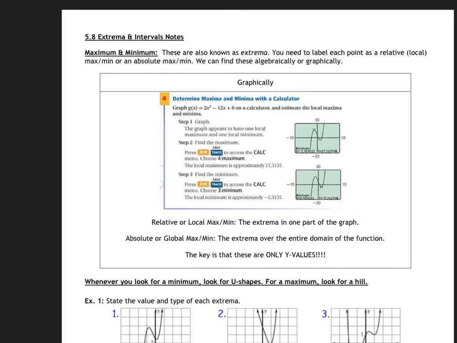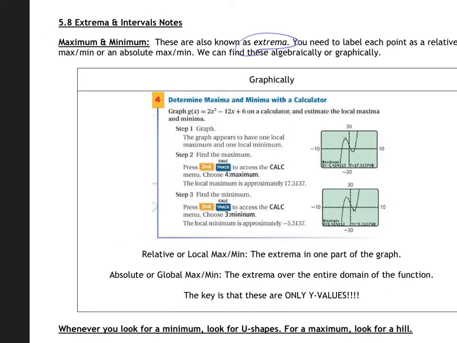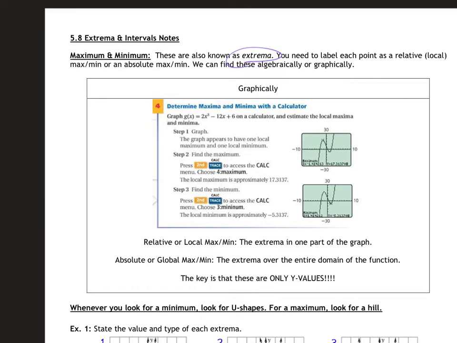Hey everybody, let's look at the extremes and intervals, finishing up our unit on graphing polynomials. And then the last question we'll run through just about everything, as a quick review. So, minimums and maximums, these are also known as extrema. You see that's a new term. You'll need to label each point as a relative or local min or max or absolute min or max.